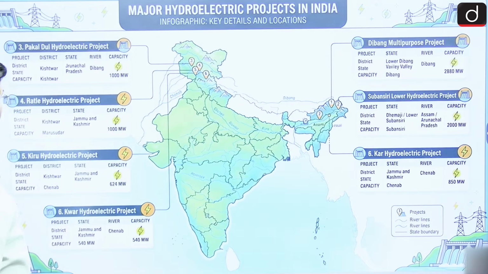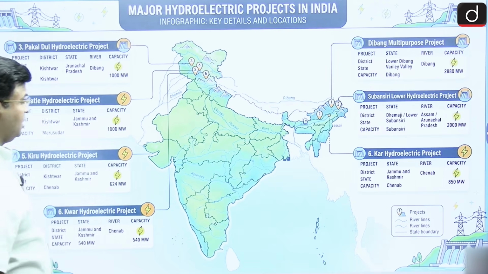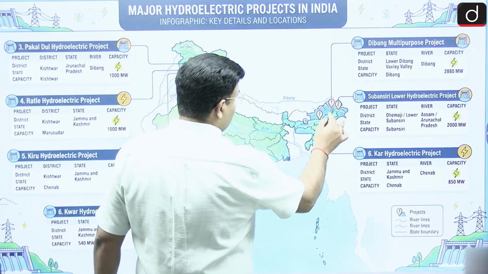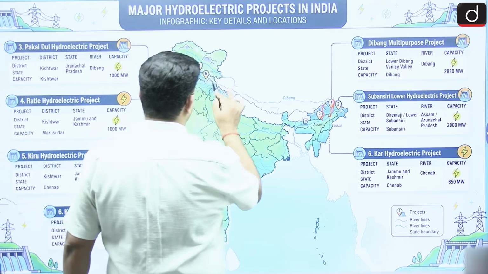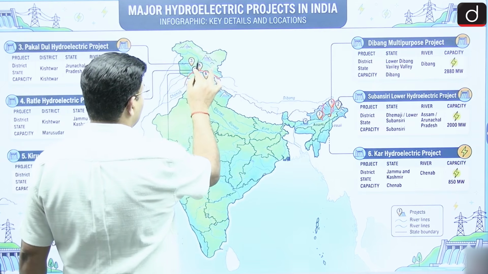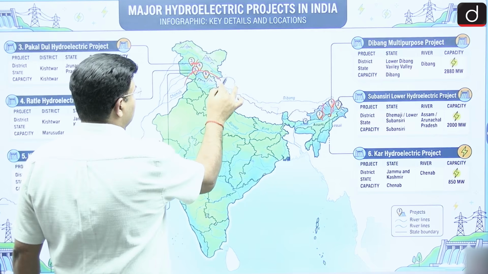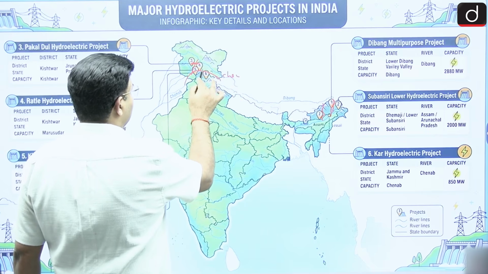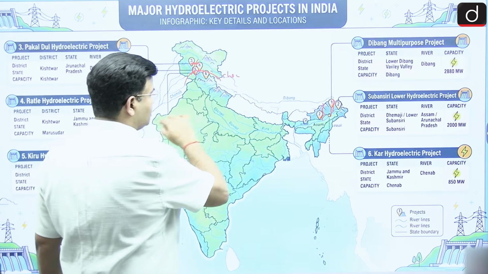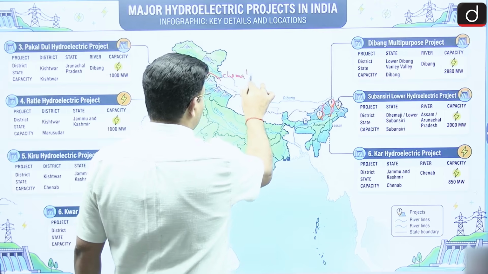And here we can say that in this region you have Dibang and the Subansiri, and in the Chenab river region, on the Marusudar there is Pakal Dul, and on the Chenab there are Ratle, Kiru, Kwar. So that is what you can say here.